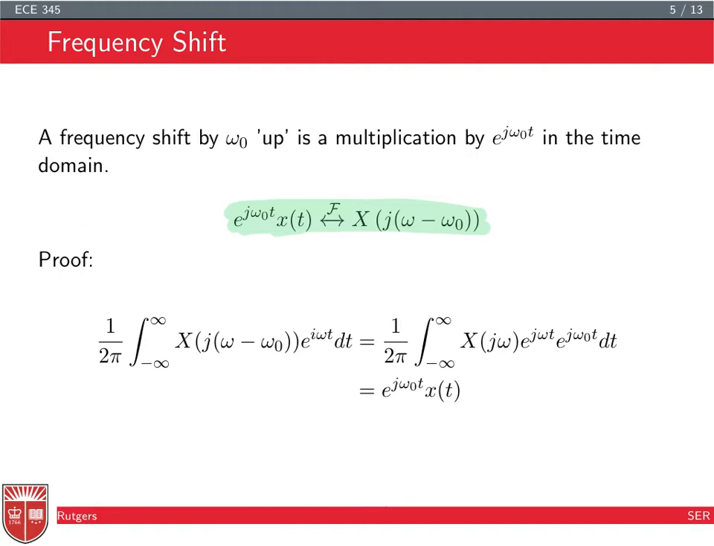Now the proof, you can see it here, but for me what's interesting is to see this property as a dual of the property related to the shift in time. So the shift in time is a multiplication by an exponential in the frequency domain, and also a shift in the frequency domain is equivalent to a multiplication by an exponential in the time domain.